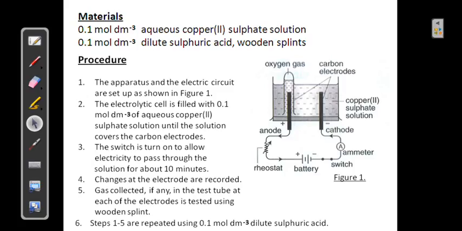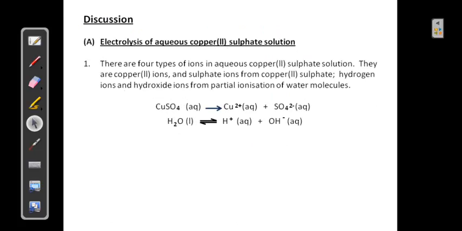So this is what we achieve. A, in the electrolysis of aqueous copper 2 sulfate solution, right? Number 1, there are 4 types of ion in aqueous copper 2 sulfate solution. Yeah, there are copper 2 ions and sulfate ions from the copper 2 sulfate, and the hydrogen ions and hydroxide ions from the partial ionization of water molecules, as you can see here. Here we have 4 types of ions.